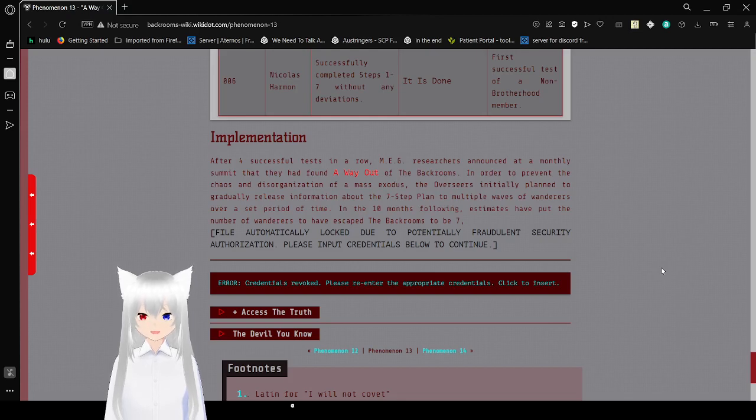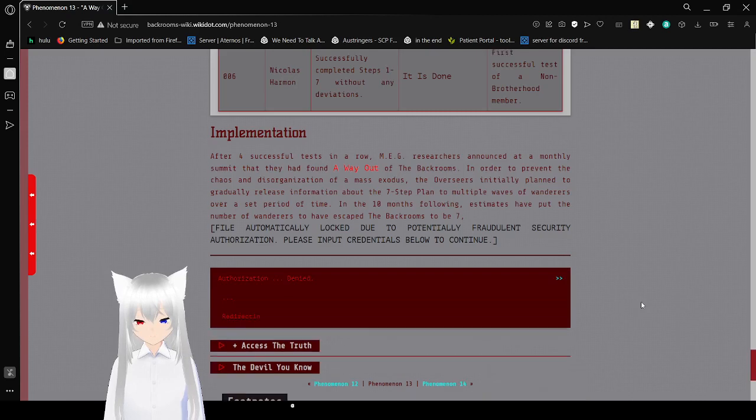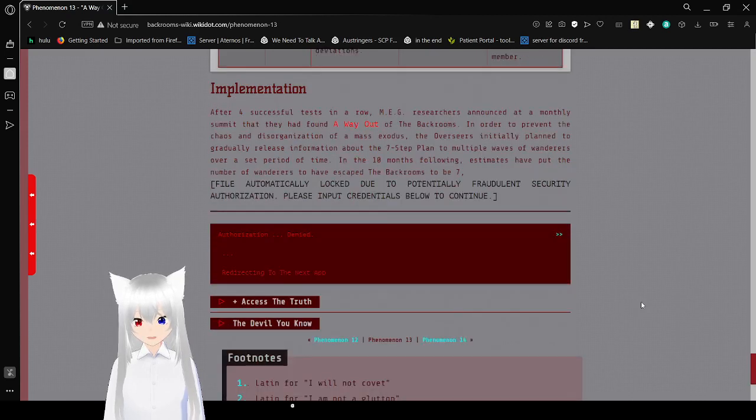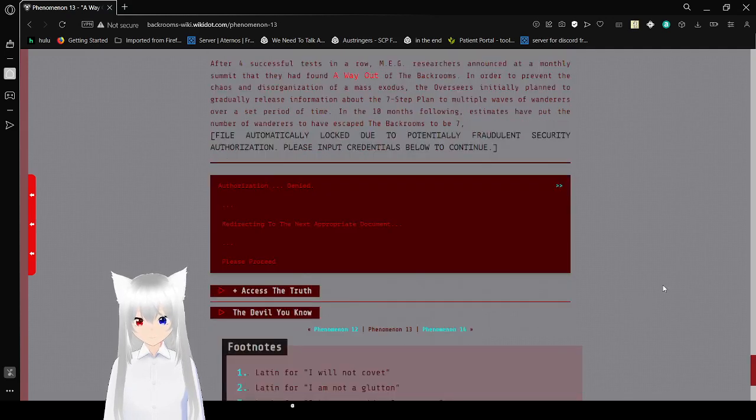File automatically locked due to potentially fraudulent security authorization. Please input credentials alone below to continue. Error, credentials revoked. Please re-enter the appropriate credentials. Click to insert. Authorization denied. Redirecting to the next appropriate document. Please proceed.